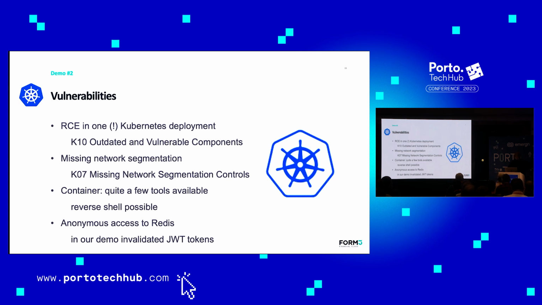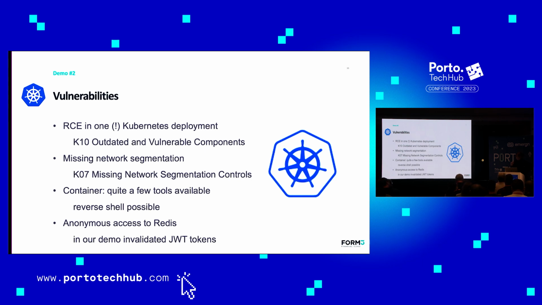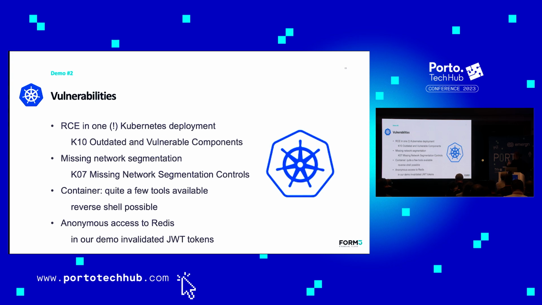First of all, remote code execution available in one Kubernetes deployment. This one remote code execution led to a compromise in another application running in the same cluster. So we must always ensure that our components are up to date and patched to prevent such vulnerabilities, but also we need to take a look at basic network segmentation controls.